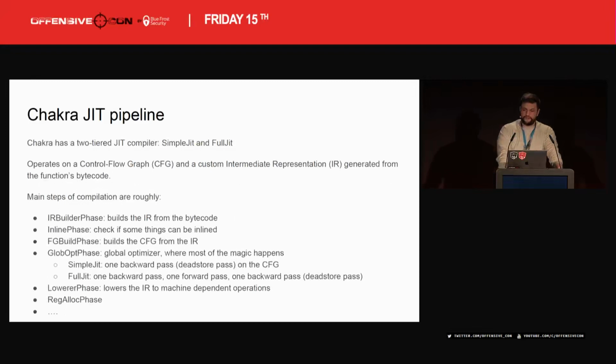Chakra has a two-tier JIT compiler. The first one is called Simple JIT. The second one is called Full JIT. We'll solely focus on Full JIT because this is the one that does the most optimization, so it's the most interesting one as a security researcher.